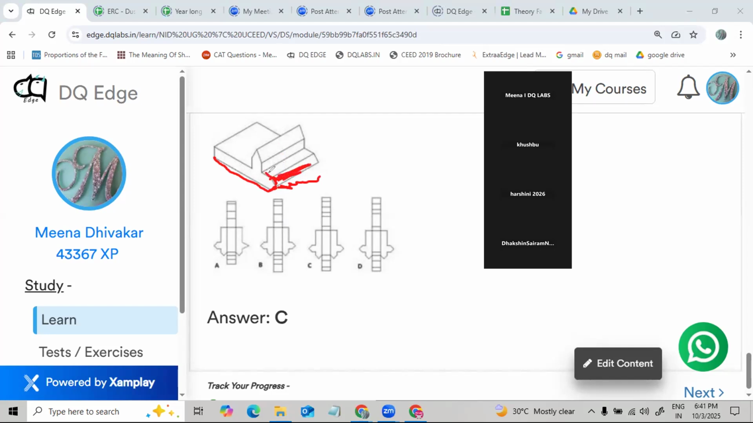If I count this line, that's nothing but this face. If I count this line, that means it's this face. This line means this face. This is again this face. This is again the vertical opposite face. And this is the top face here. And this is the side view.